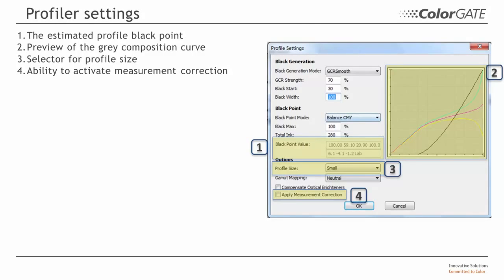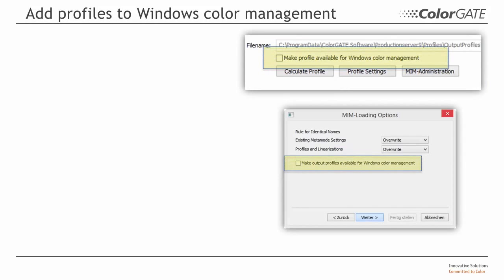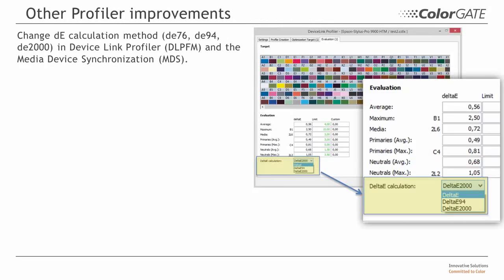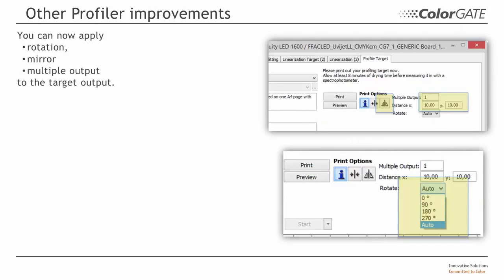The profiles which have been generated can now be adopted directly by Windows' own color management system if required. This means that other programs and applications can gain access to these profiles if required. The Device Link Profiler module and the Media Device Synchronization enable the selection of the desired delta E calculation standard. You can now apply rotation, mirror and multiple output to the target output.